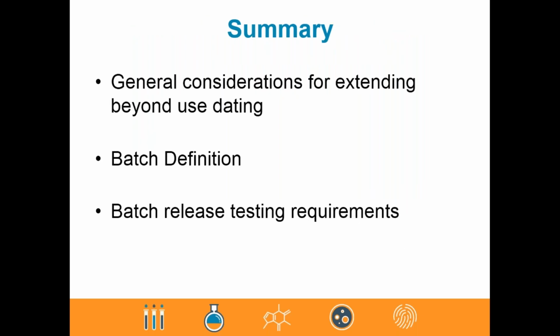Okay, so we covered the BUD, what it is, when you need one, how to get one. Talked a little bit about the various batch definitions that are out there and that you should review those definitions. And then talked about the batch release testing requirements that are in 797 and 503B guidance. So thank you very much.